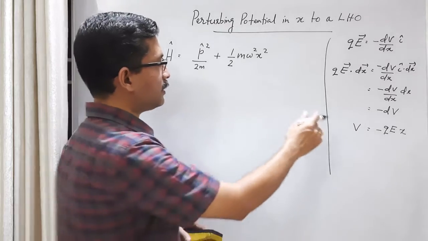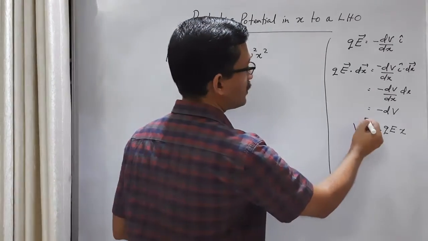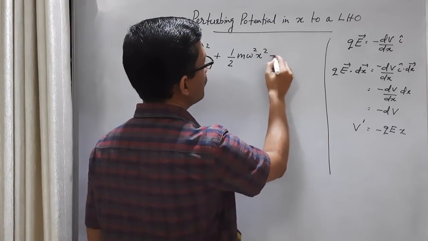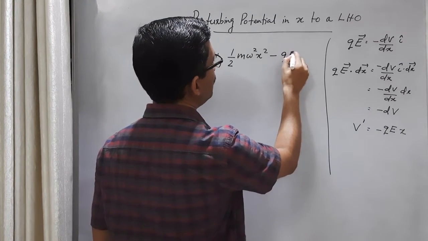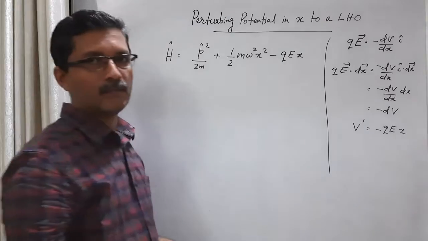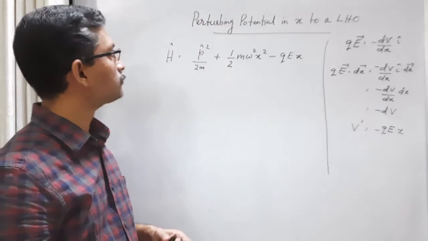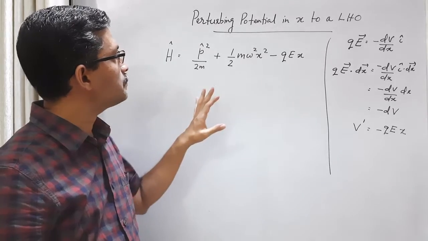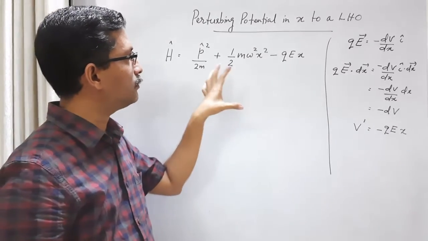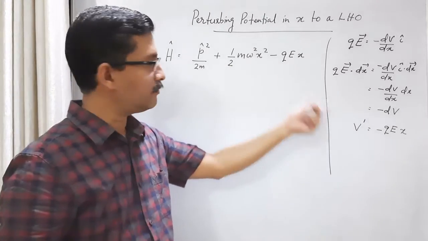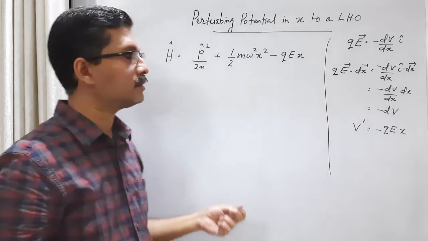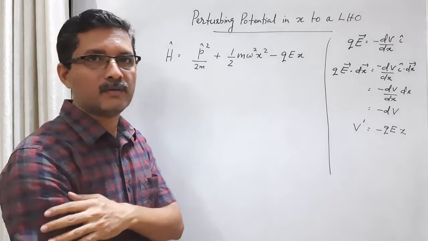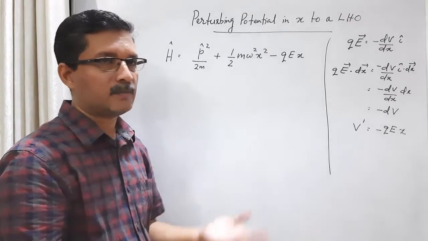When you apply this perturbation, let me use the notation V prime. When you apply the perturbation, what you get is minus QEx, an additional perturbation. So this is the perturbing potential, V prime is equal to minus QEx. We can find out the first order correction and the second order correction using perturbation theory.